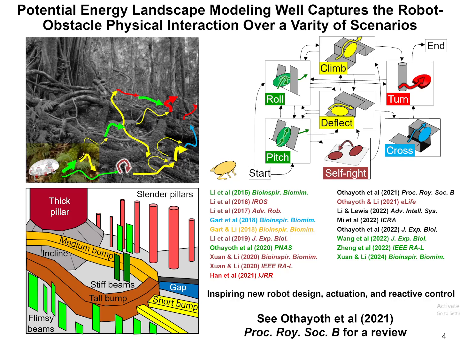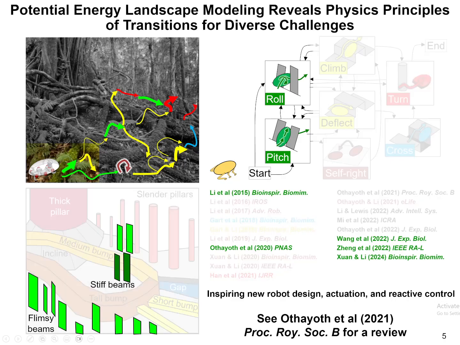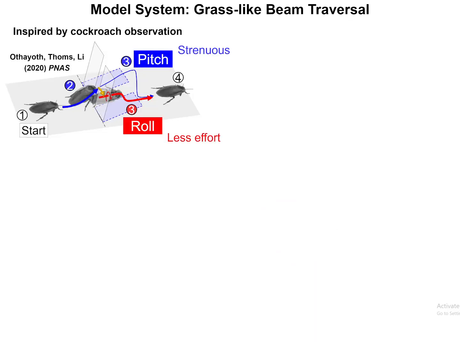Rising from the very fundamental concept of potential energy, landscape modeling well captured the robot-obstacle physical interaction over a variety of scenarios, inspiring new robot design, actuation, and reactive control. Here I will focus on the model system where the robot will traverse these beam obstacles. Our robotic study was inspired by animals.